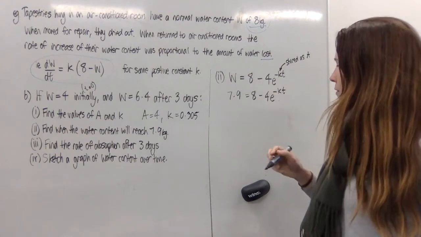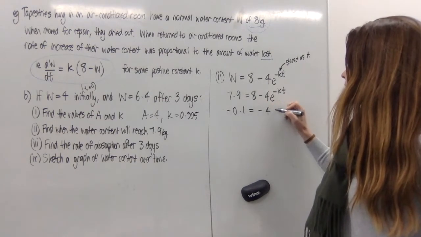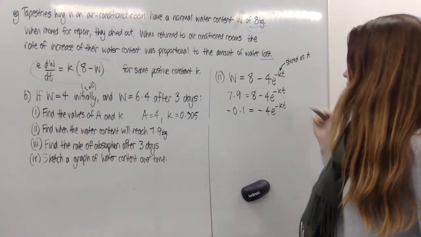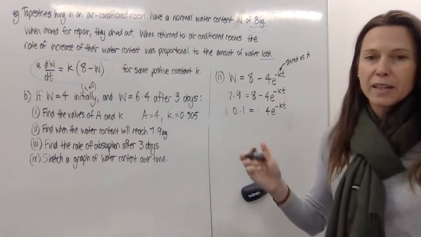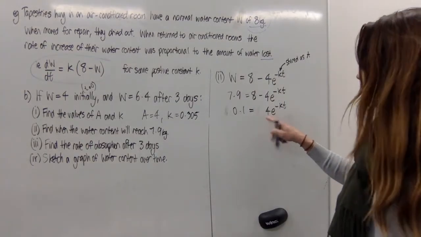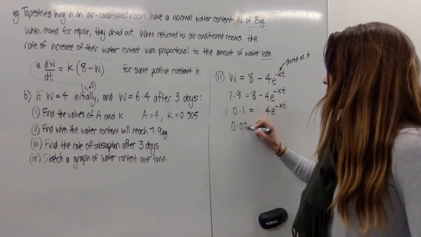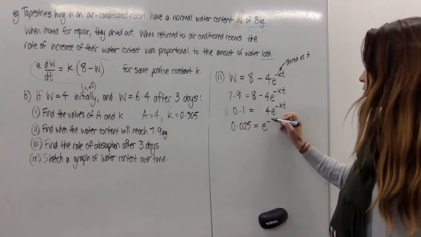We want to subtract 8 from both sides. That's going to give me negative 0.1 over here and negative 4e to the minus kt here. I can very easily multiply or divide both sides by negative 1 to get rid of my signs. So next I need to divide both sides by 4. So I'll have 0.025 here. You can use your calculator to do 0.1 divided by 4.